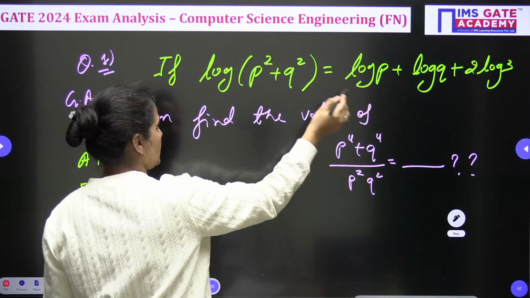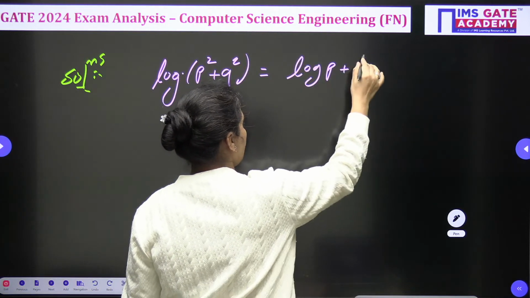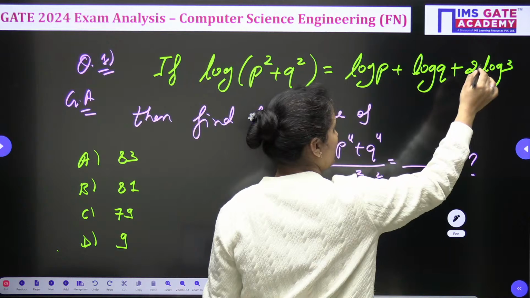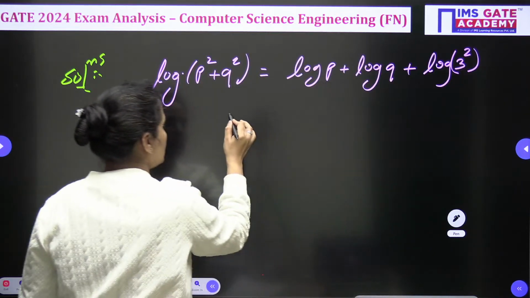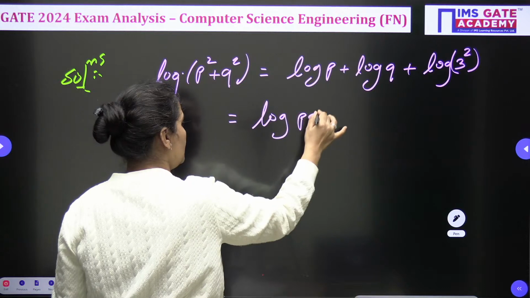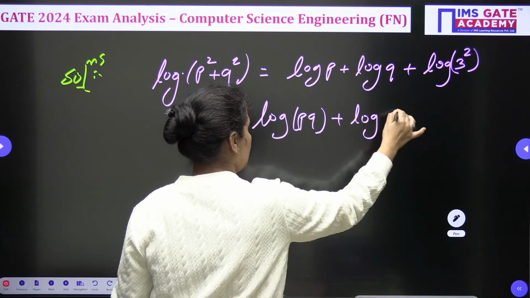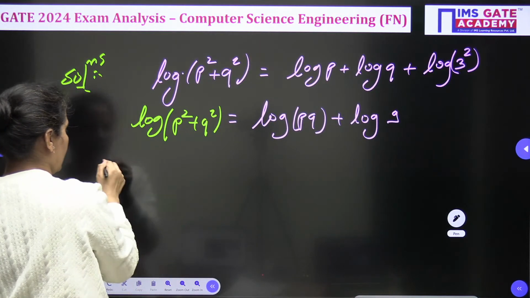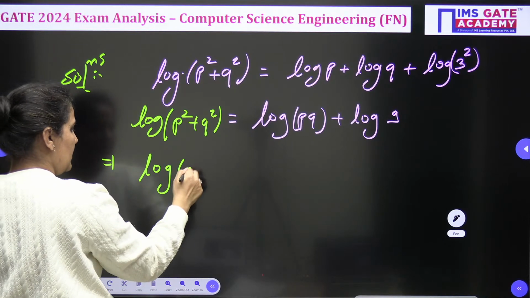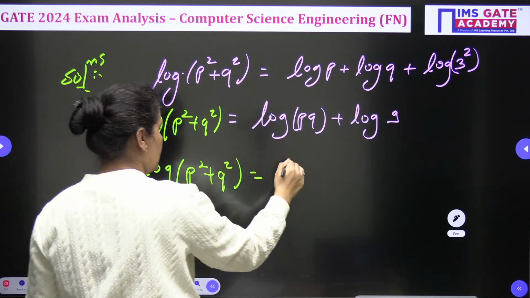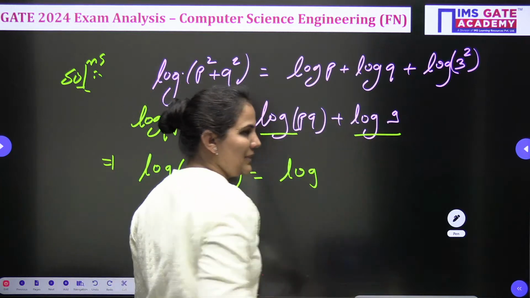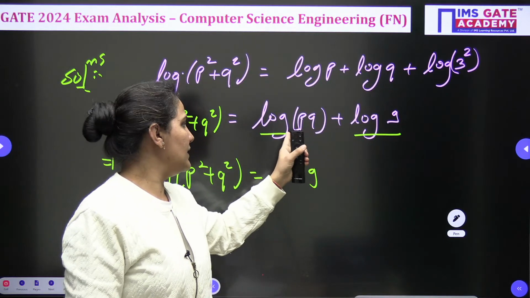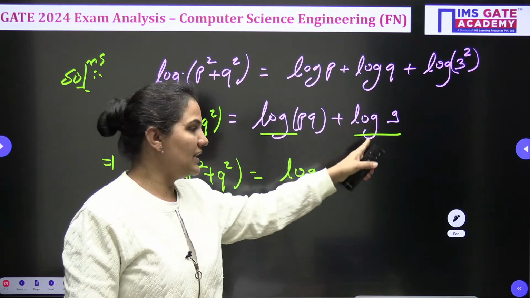Log of p square plus q square equals log of p plus log of q plus log of 2 power 3, meaning 2 log 3. I want to write this as 3 square. So it will be log of pq plus log of 9. Again I will go with log m plus log n, which is log mn only. When I use it again, this is log of pq, that is log of 9.